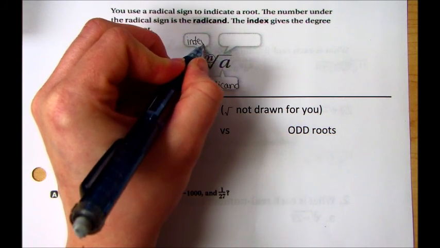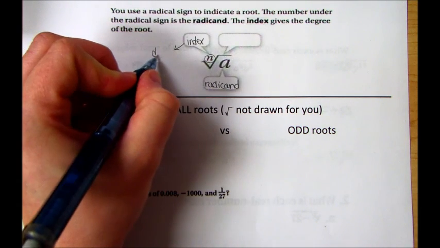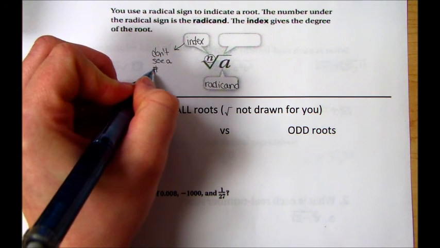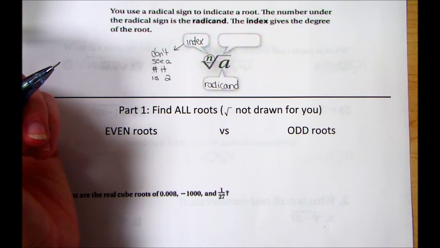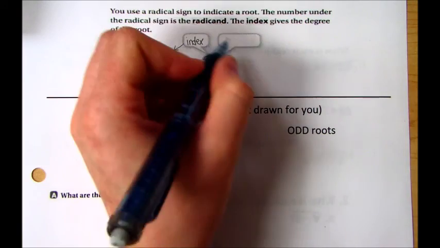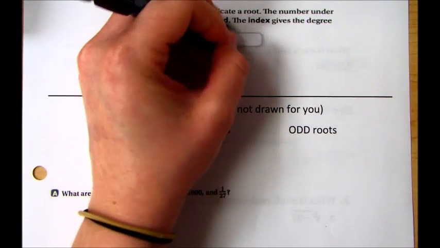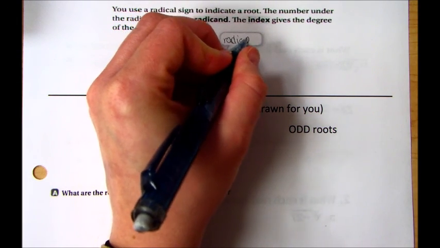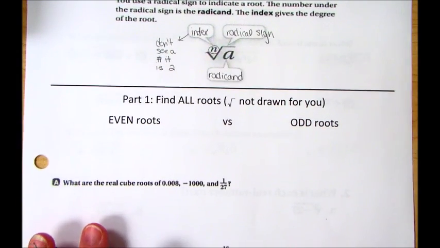Maybe you want to make mention that if you don't see an index, it's 2. If you don't see a number here, it is 2. It's an implied 2. It's the square root. And then this check mark, that is the radical sign. Like the actual check mark, that's the radical sign. So if I say, what's under the radical sign, you would say the radicand. If I say, what's the index, you tell me whatever number you see.